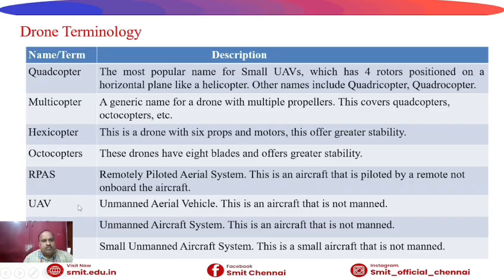So UAV stands for, as you know, unmanned aerial vehicle. This is an aircraft that is not manned. So without being manned we can operate. So UAS is an unmanned aircraft system. This is an aircraft that is not manned. So SUAS is a small unmanned aircraft system. This is a small aircraft.